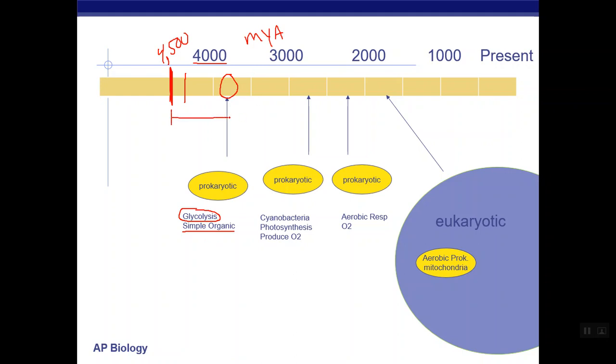This is 800 million years that passes. That's how long it took for the Earth to cool and for glycolysis, despite how complicated we think it is, to evolve. 800 million years.